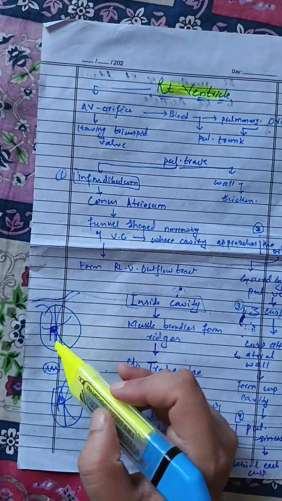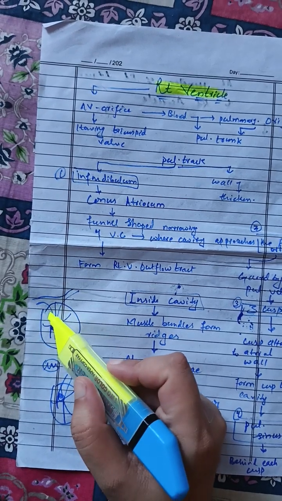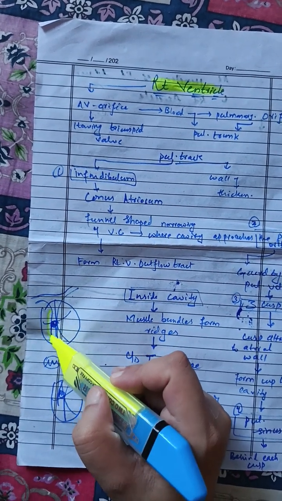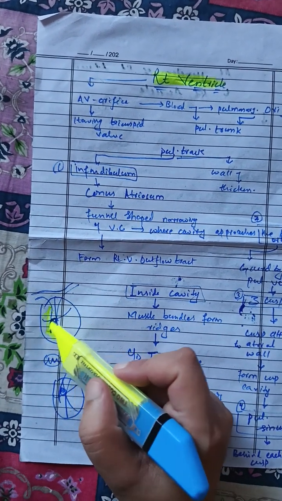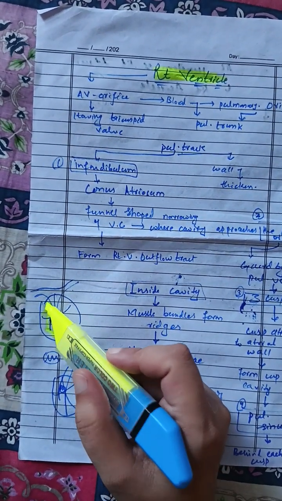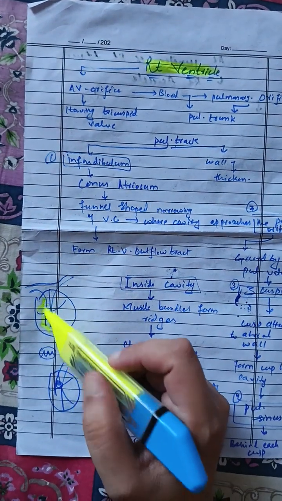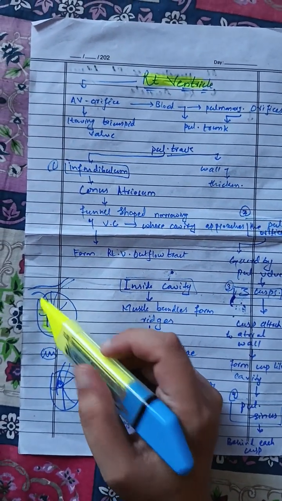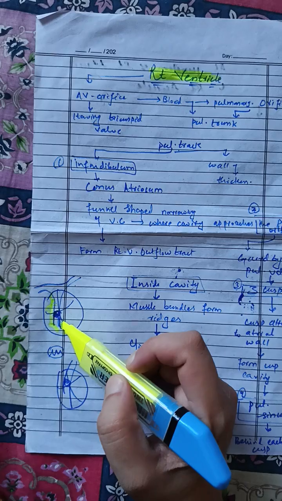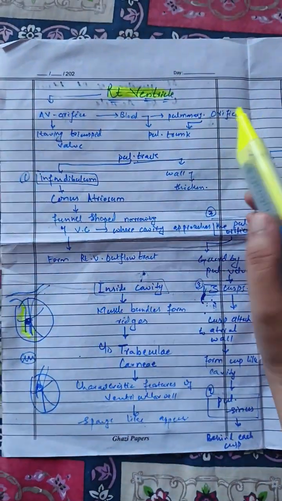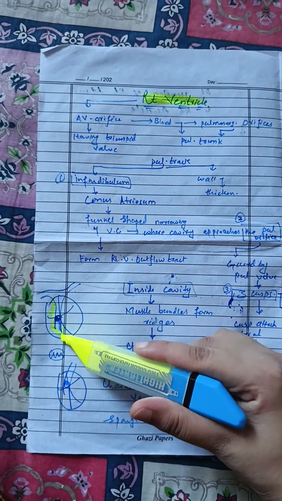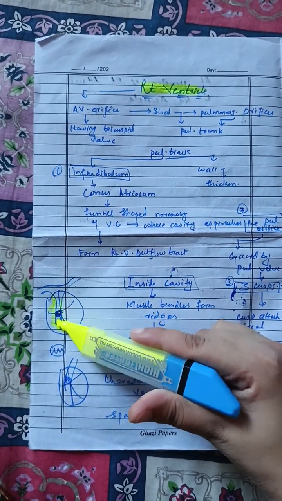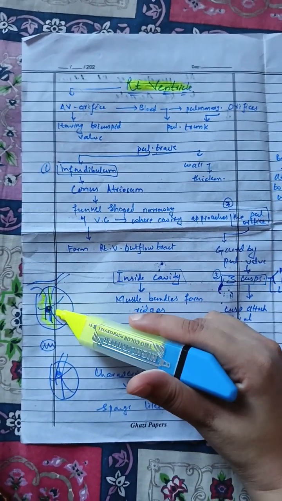This is the right ventricle, this is the right atrium. Blood comes from the right atrium into the right ventricle, and there is an orifice, an opening between the atrium and the ventricle, called the atrioventricular orifice. Through this orifice, the blood comes from the atrium to the ventricle, and the blood then leaves the ventricle through the pulmonary trunk.